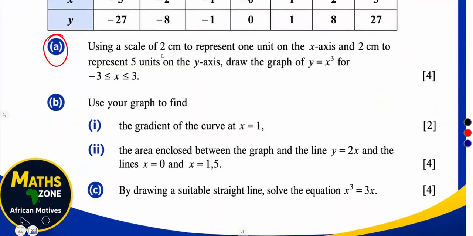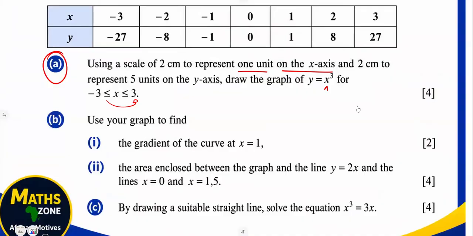So A, using a scale of 2 centimeters to represent 1 unit on the x-axis, and 2 centimeters to represent 5 units on the y-axis. For each and every 2 centimeters, it's going to represent 5 units. Draw the graph of y equals x cubed for x from minus 3 up to 3. So that is 2 centimeters, 1 unit.